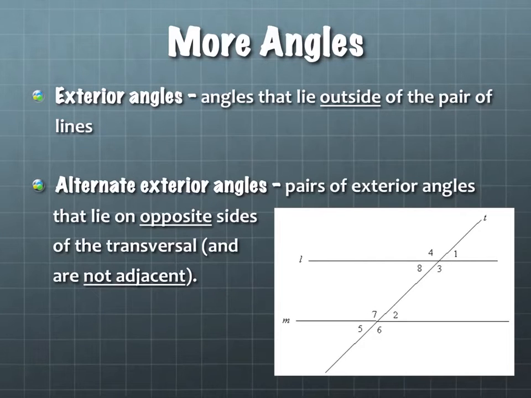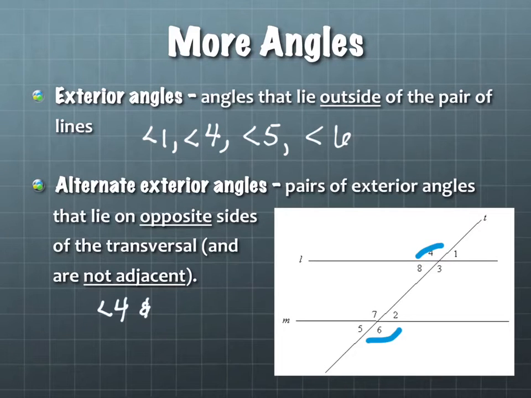We have the same kind of descriptive showing up for the exterior angles. Exterior angles are angles that are outside of the 2 lines. So in my picture, what are my 4 exterior angles? 1, 4, 5, and 6, right? They are outside of the pair of lines, not between them. And then if they're outside, they're exterior angles, and they're on opposite sides of the transversal, then they are alternate exterior angles. So 4 and 6 would be 1 pair. And then the other pair present in this diagram would be 5 and 1.